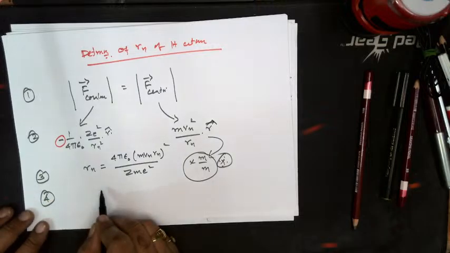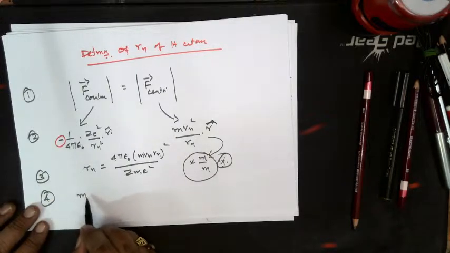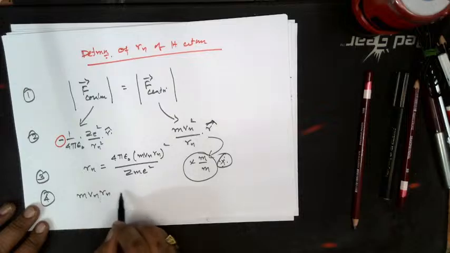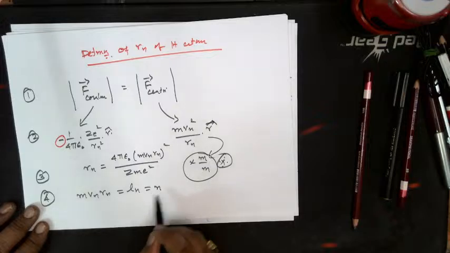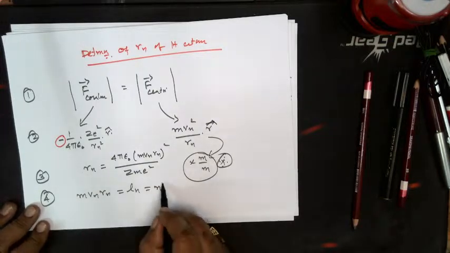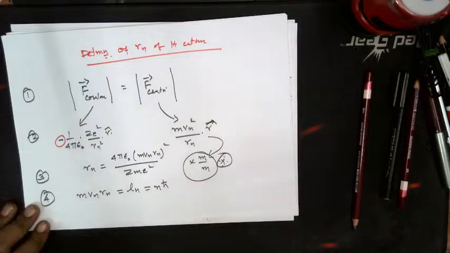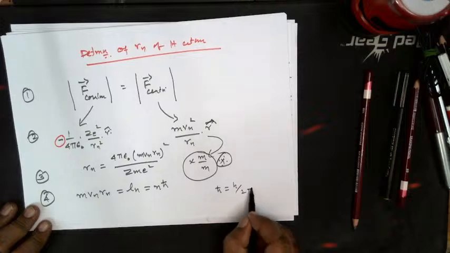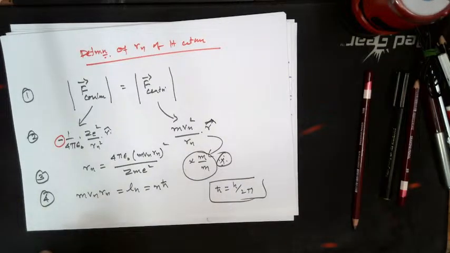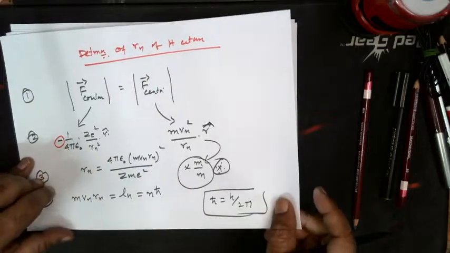And the fourth one is, we should know this: m Vn Rn is equal to the angular momentum, which is quantized, meaning it can be counted. So it is n h bar, or n h cross, and we already know that h cross is h by 2 pi. Don't forget this also. This is the fourth step. Do you understand? After that, we just substituted this, so that we were able to get Rn in terms of n h. So that is the fifth step.